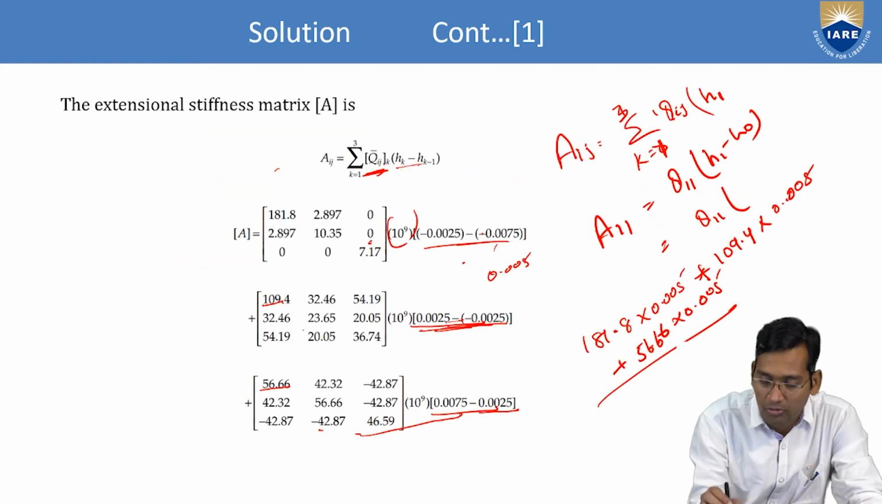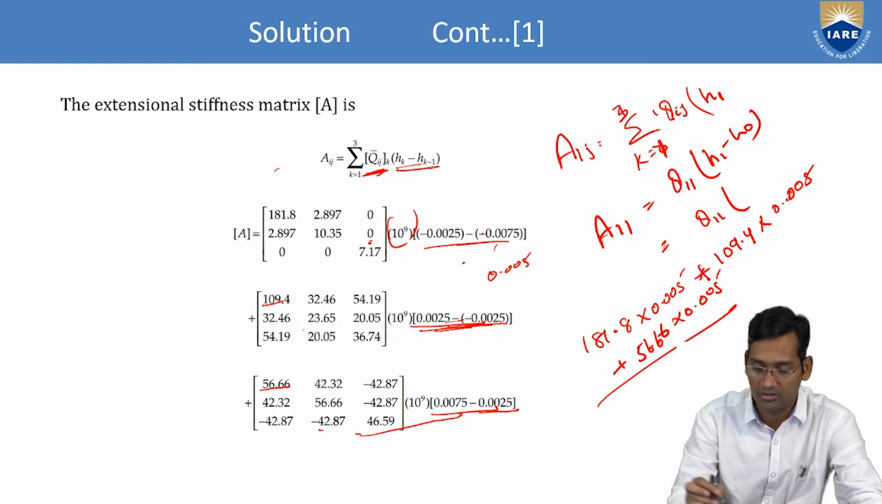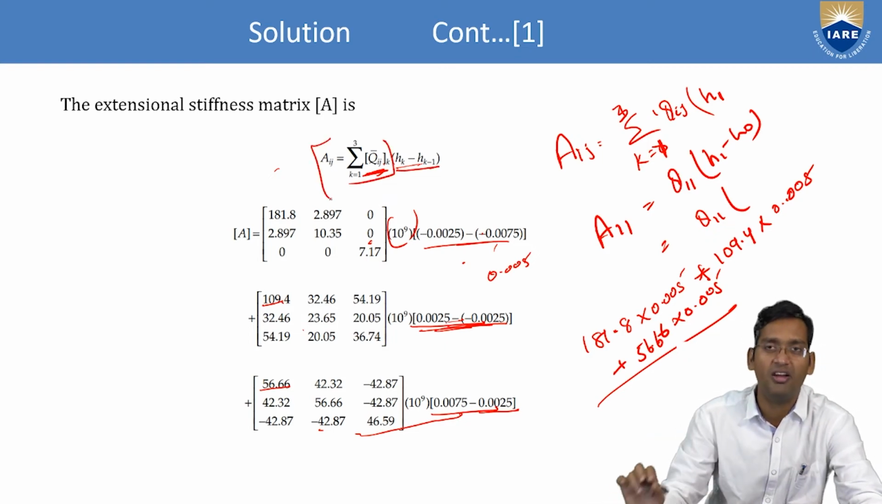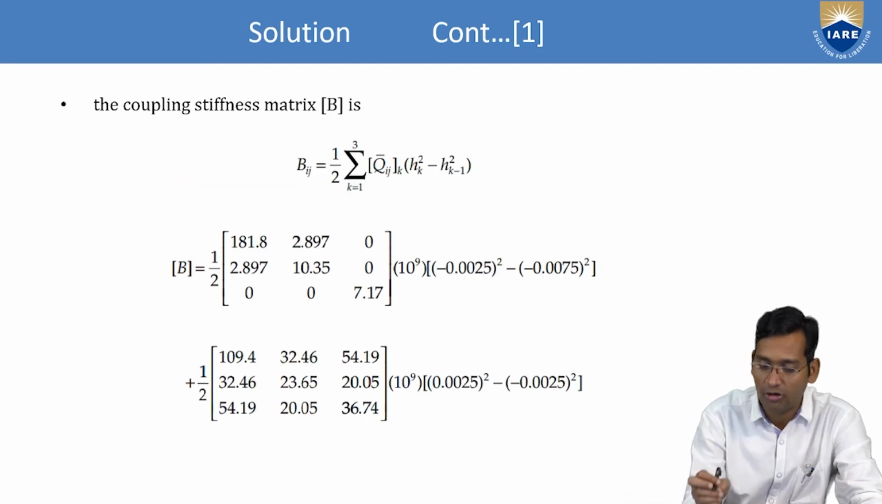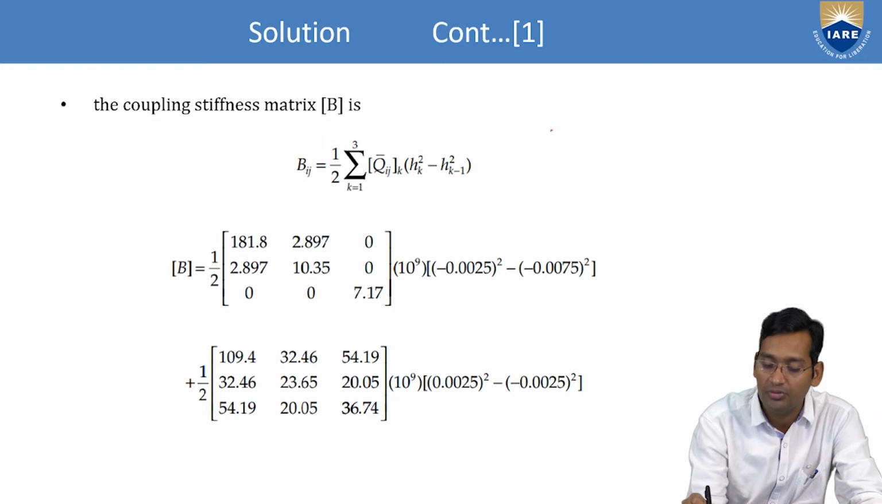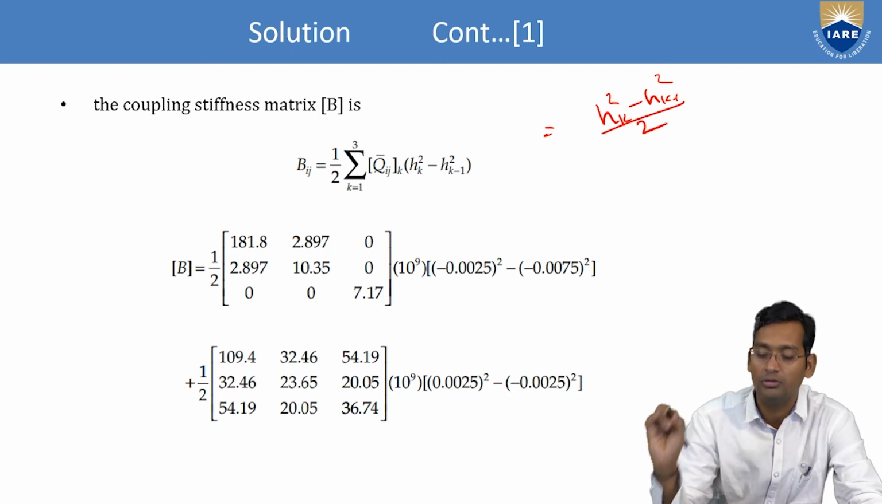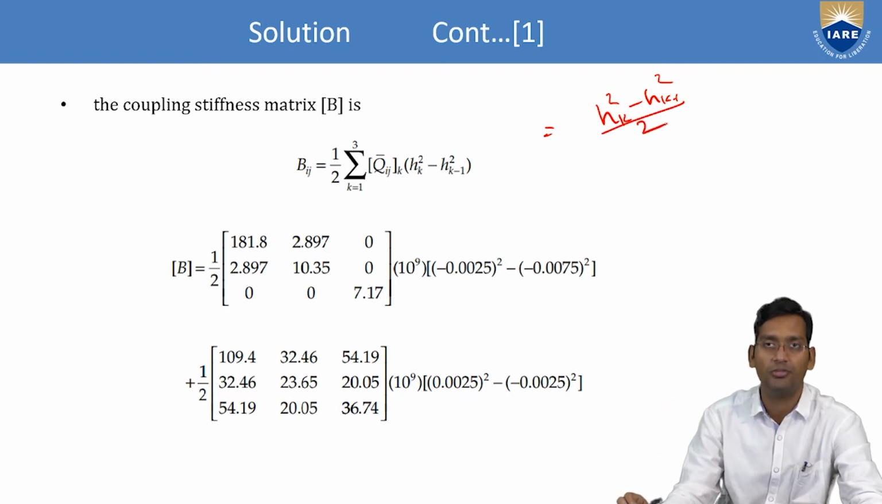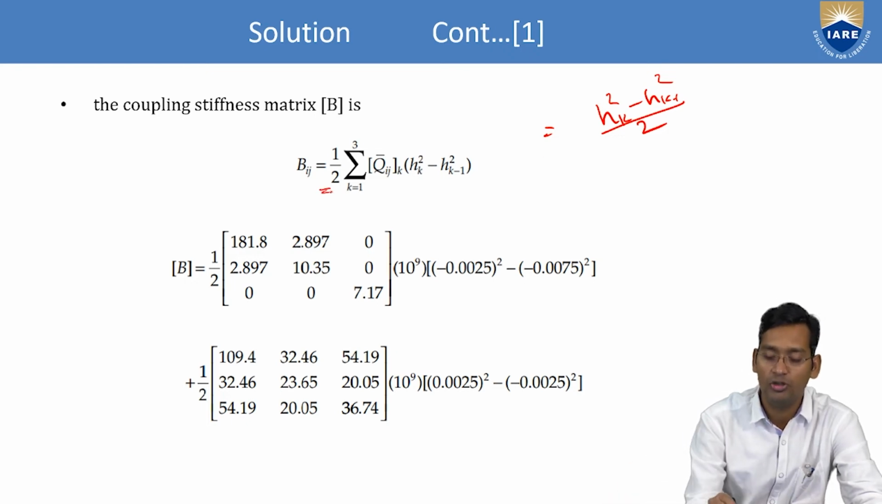Just see the formula here: Hk minus Hk minus 1, that is there. This will be the same. So the reduced matrix will be the same. Only the formula will change, and now here what is the difference? Hk square minus Hk minus 1 whole square, divided by 2. So this will be the difference. Right. So now what you have to do? You can take 1 by 2 common.